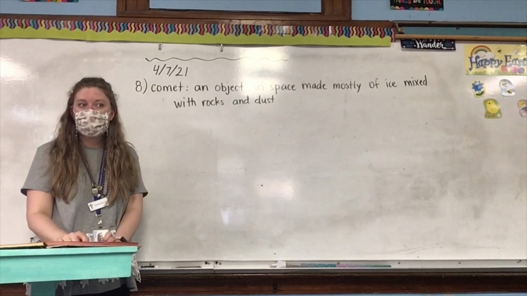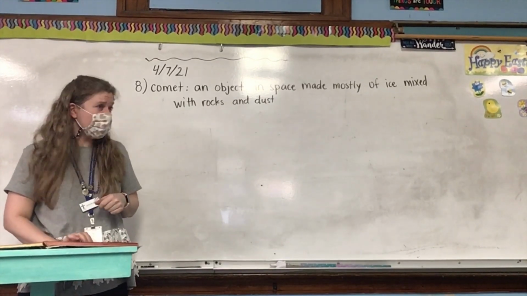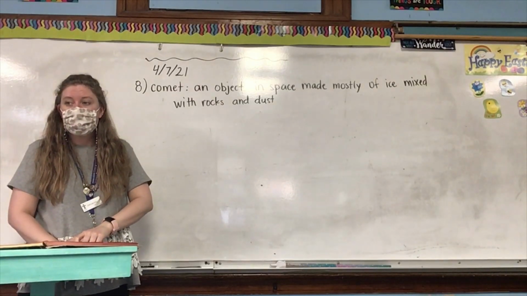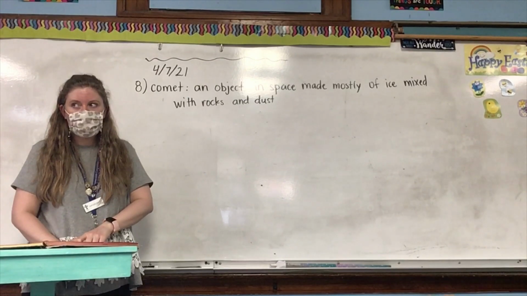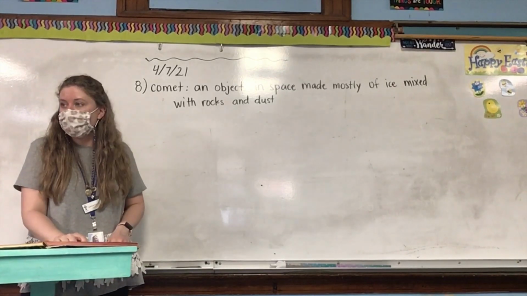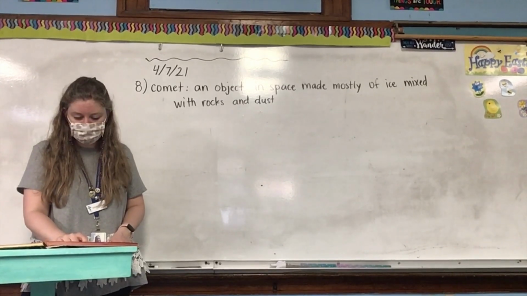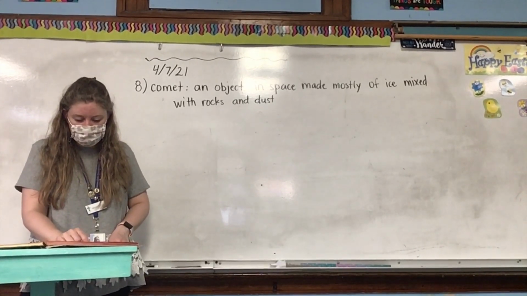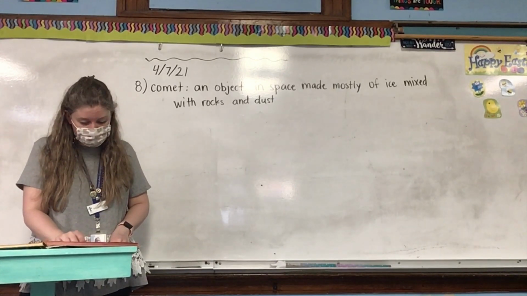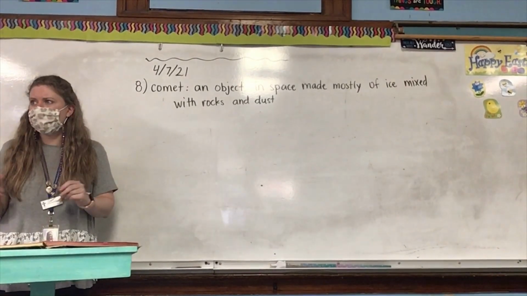So finish that, and then go back to your book because we need to add something. Because there's a few things in space that are made mostly of ice mixed with rocks and dust. So we need to keep going. We need to add a little more, which means we have to read a little further. The next sentence says, it moves in a long, narrow orbit. We'll go ahead and add that to the definition to show how it's different from something else.